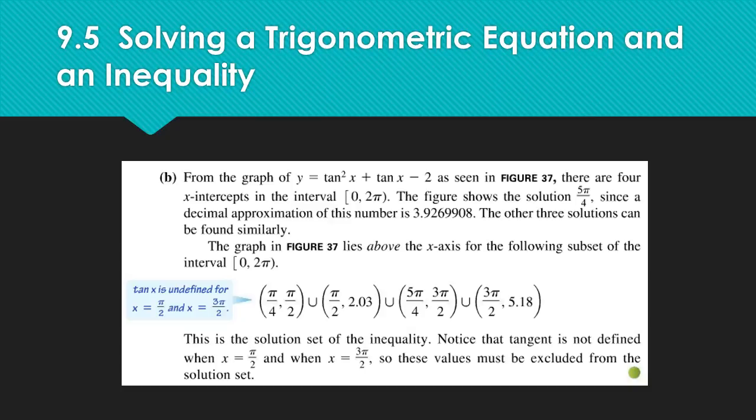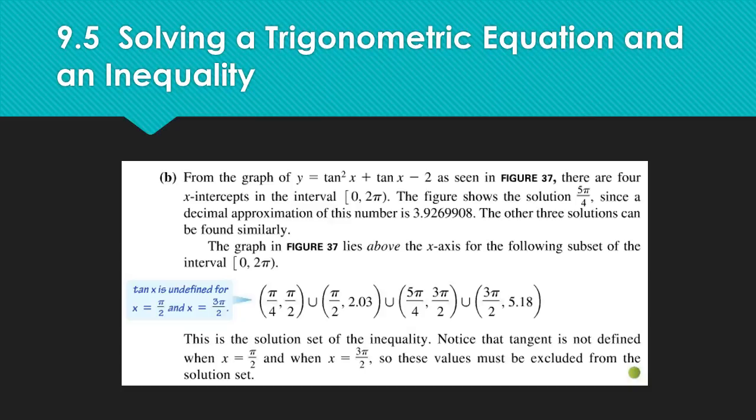Okay, part B was asking about an inequality. Well, if you now know where it equals 0, you need to graph it. And when you graph it, now you're going to notice there's some asymptotes there. So you're going to have to break at the asymptotes. But if you look at it, it lies above the x-axis from pi over 4 to pi over 2.